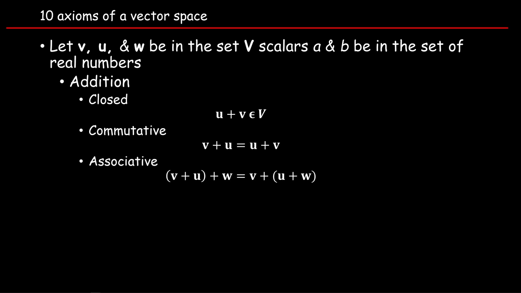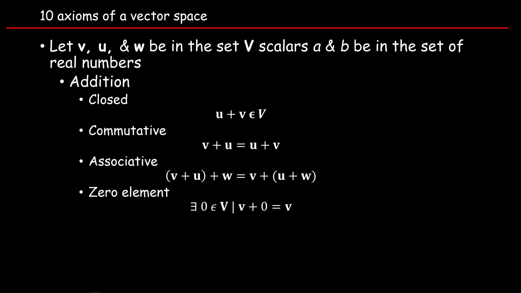The third one would be the associative property, in which it doesn't matter which two you add first, they'll result in the same sum. So in this case, we have vectors v and u added first and then added to w. And this is the same as adding vectors u and w first and then adding vector v. My bad.